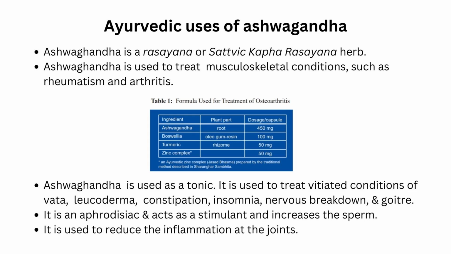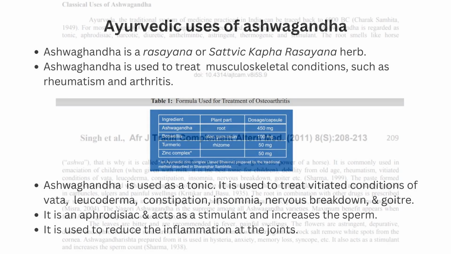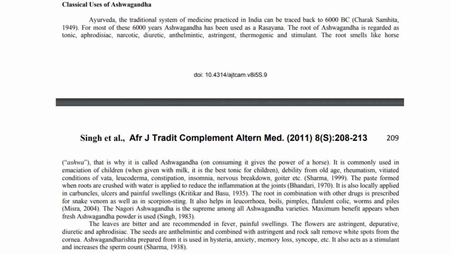Ashwagandha is used as an aphrodisiac. It is also used to stimulate and increase sperm count in men. The ashwagandha root powder can be mixed with water to make a paste that is applied to reduce the inflammation in the joints. The paste can also be applied topically on boils, ulcers, and painful swellings. The root, combined with other drugs, is used for the treatment of snake bites and scorpion stings.